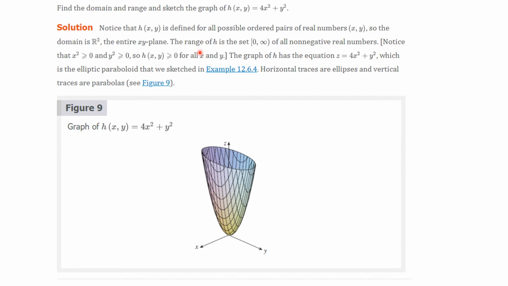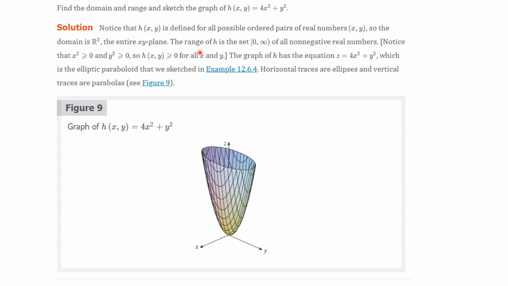Okay, notice that h of (x, y) is defined for all possible values of x and y, so the domain in R squared is the entire xy plane. The range is the set from 0 to infinity, because if we put in 0, we get 0. We're never going to get a negative number, so that's the set of all non-negative real numbers.